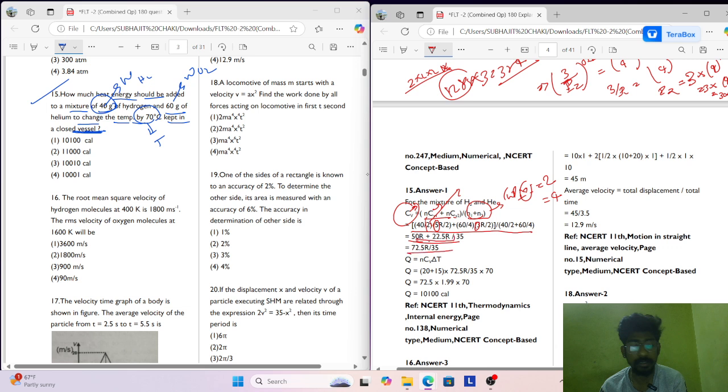From this you will get Cv, and the heat transferred is given by the formula Q equals n Cv dT. n is equal to 20 plus 15. How 20? 40 by 2. And 60 by 4 means 15. So 35 into the Cv value we already got, and T is 70. Just put the values and calculate it. 35 by 35 cancels out. Then 72 into 5 into 70 into R we have to calculate. What is the value of R? 0.0821, or 1.99 in case of joules. If you are putting it in joules, it is 1.9 or 2.